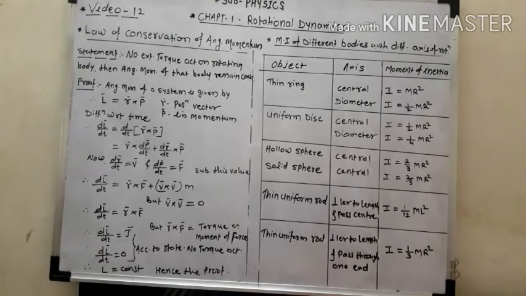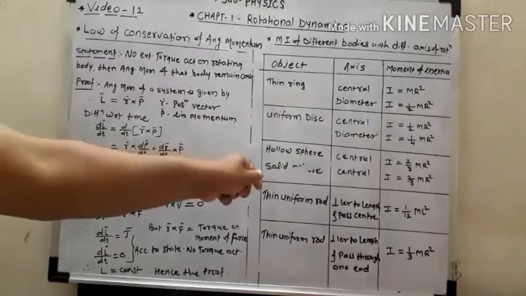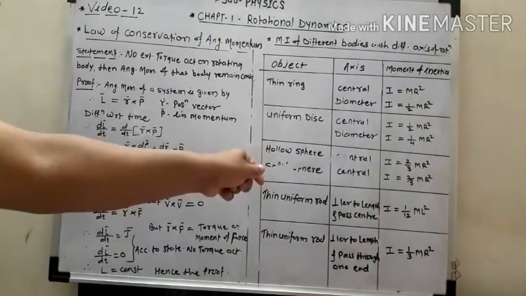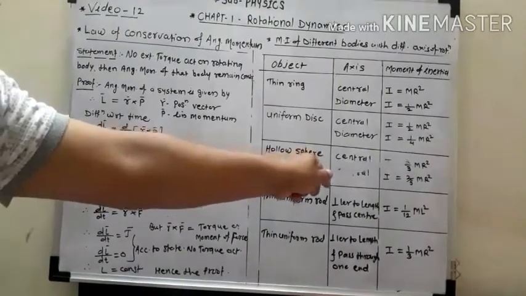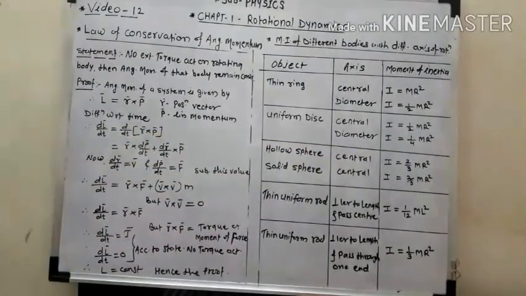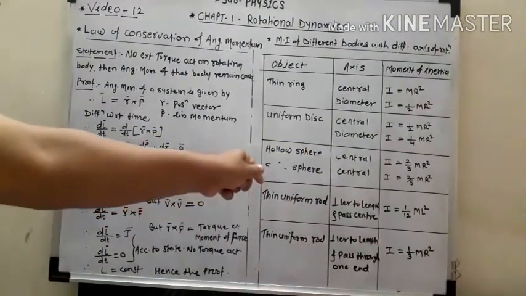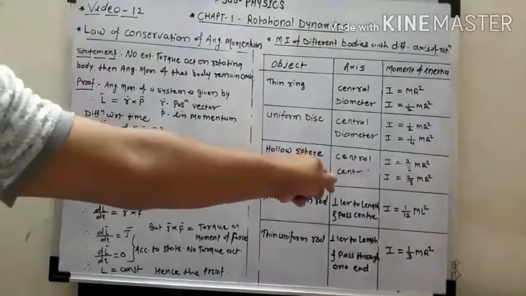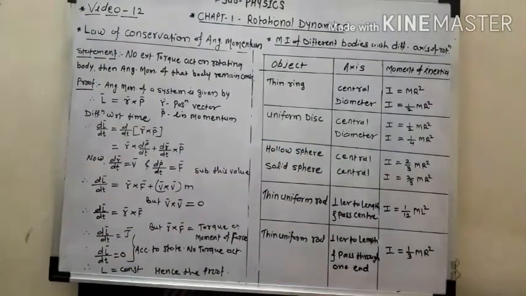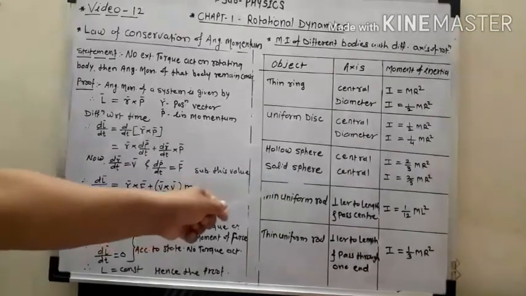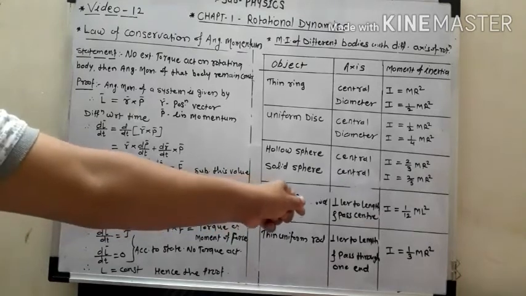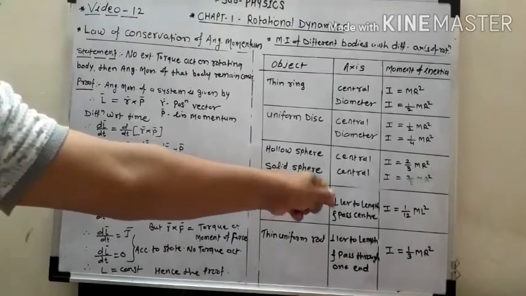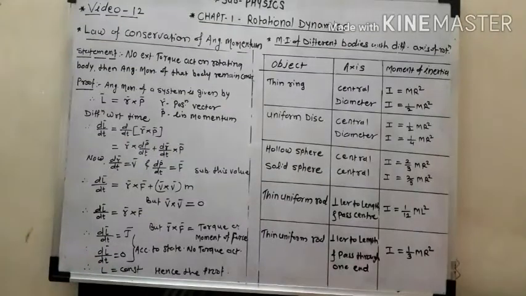The next object is the hollow sphere. If the sphere is hollow, passing through its center axis, perpendicular to its plane, then its MI is given by I is equal to 2 by 3 mr square. If you consider, instead of a hollow sphere, a solid sphere passing through its center axis and perpendicular to its plane, then its MI is given by I is equal to 2 by 5 mr square.